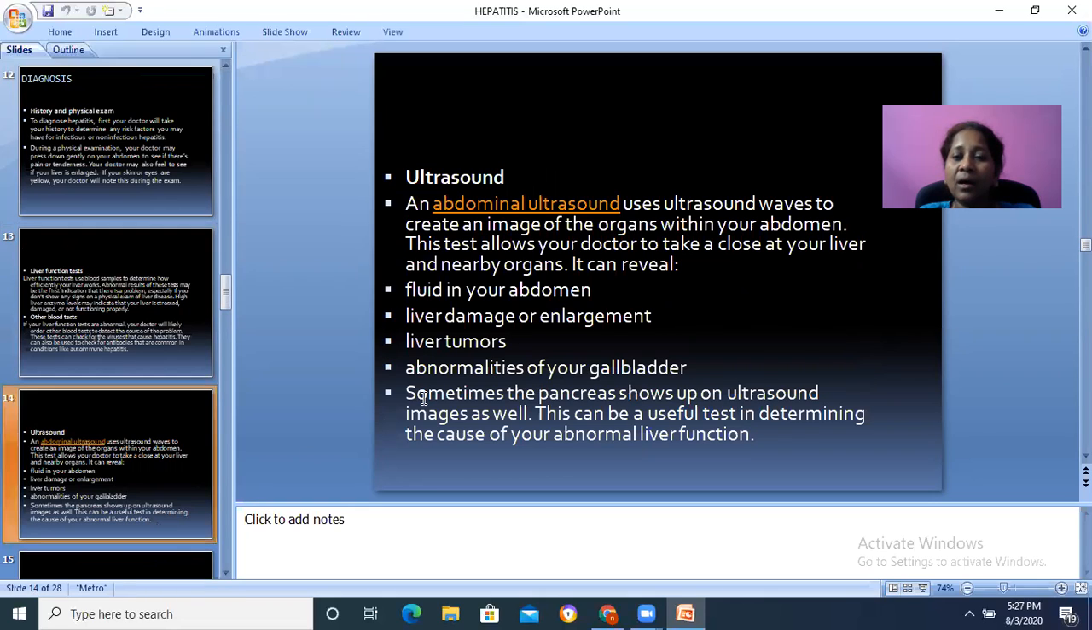Ultrasound. In an ultrasound test, an abdominal ultrasound uses ultrasound waves to create an image of the organs within your abdomen. This test allows your doctor to take a close look at your liver and nearby organs. It can reveal fluid in your abdomen, which is called ascites, liver damage or enlargement, liver tumors, abnormalities of your gallbladder. Sometimes the pancreas shows up on ultrasound images as well. This can be a useful test in determining the cause of abnormal liver functioning.